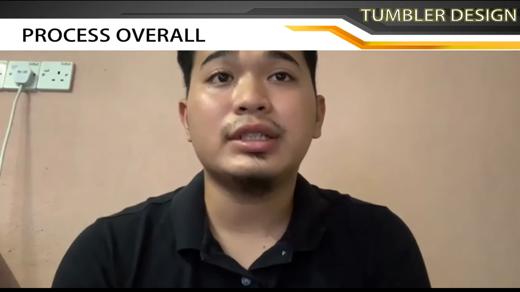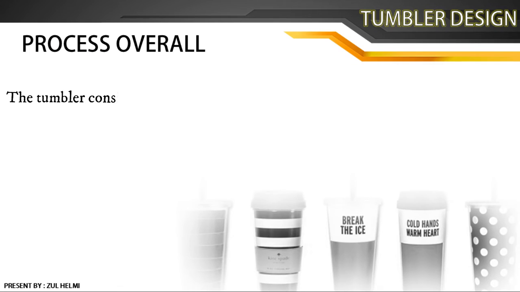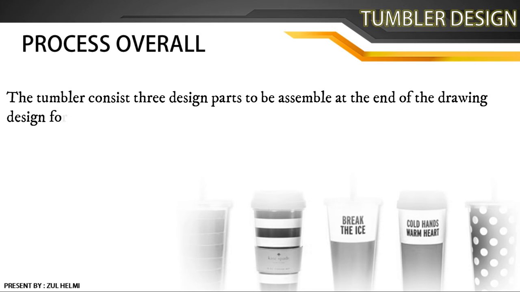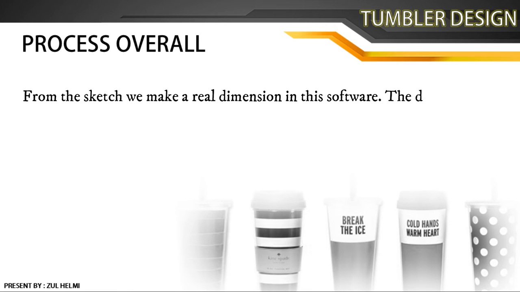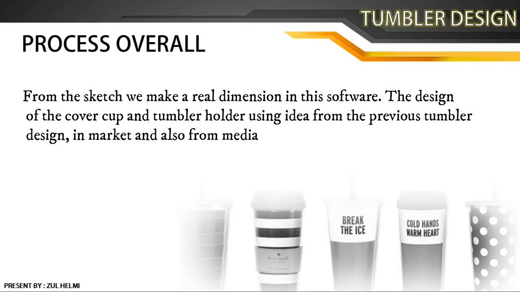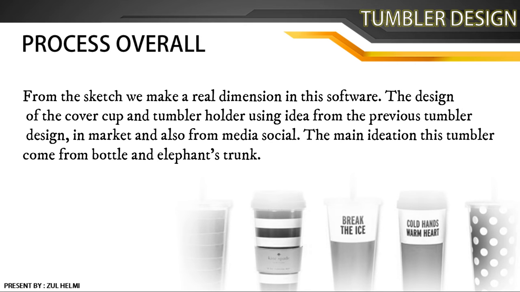This part, I will share the overall process. The tumbler consists of 3 design parts to be assembled at the end of the drawing design for the tumbler design. In the process of designing the 3D model, we used SolidWorks software to make the design in 3D shape. From the sketch, we make real dimensions in this software. The design of the cover cup and the tumbler holder uses ideas from previous tumbler designs in the market and also from social media. The main idea of this tumbler comes from a bottle and an elephant trunk.